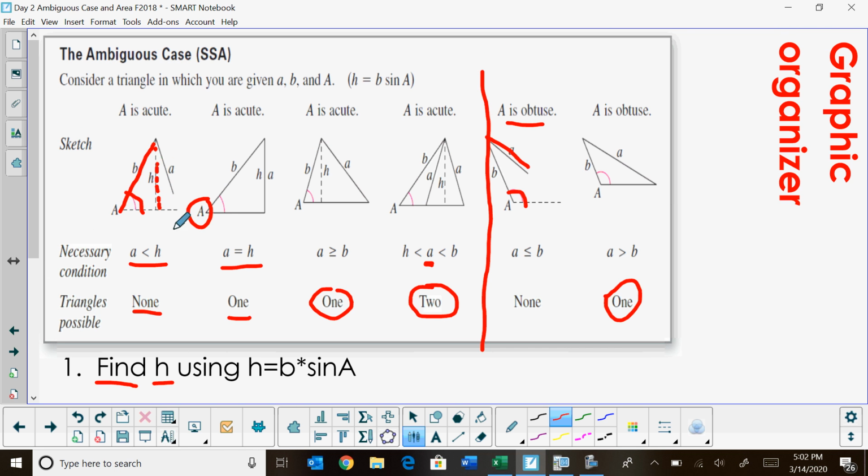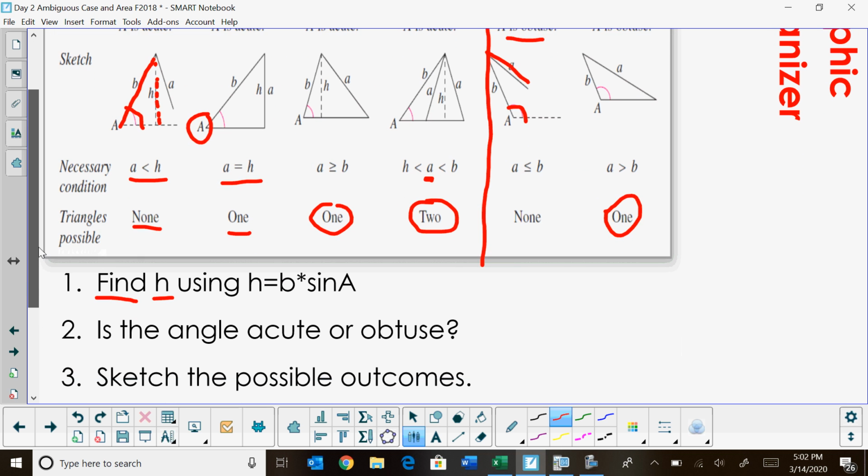Well, that's just like the warm-up we just did. We found the altitude. So you're going to find the altitude or the height. Now, to find the height, you're going to take B, which is your adjacent side, and multiply it by sine of A. Well, that's how you find the altitude of a triangle. We just did that in the warm-up. Okay, so we're going to first find out the altitude, which is also known as the height.